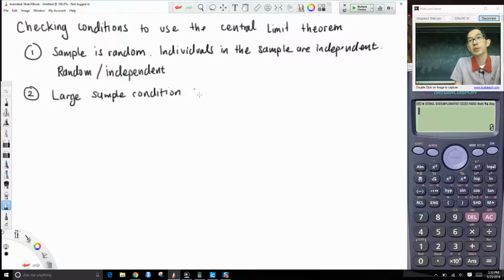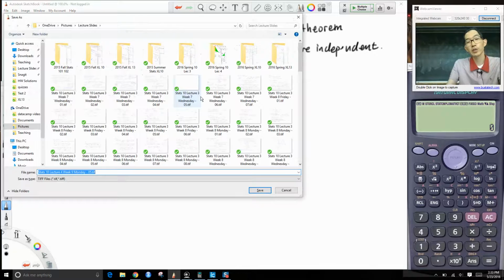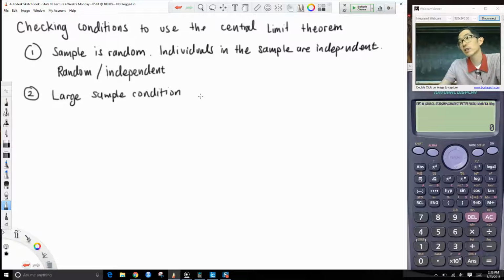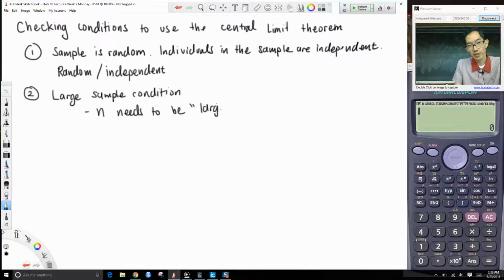In chapter 8, the way we checked this was we said you have to have at least 10 successes and at least 10 failures. So n times p has to be bigger than 10, and n times 1 minus p has to be bigger than 10. It's different here because we don't have a p, we don't have a proportion to deal with. So it's a little strange: n basically needs to be quote unquote large enough, and that's not very helpful. What does it mean to be large enough?